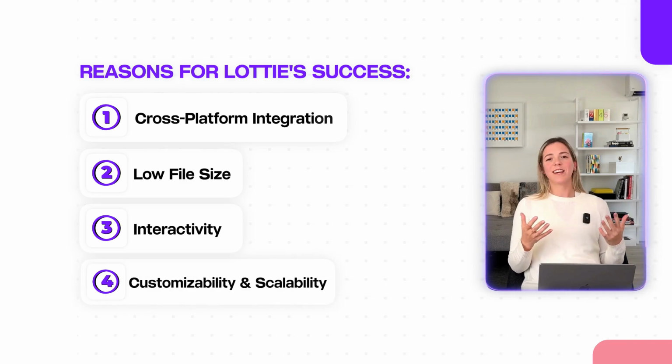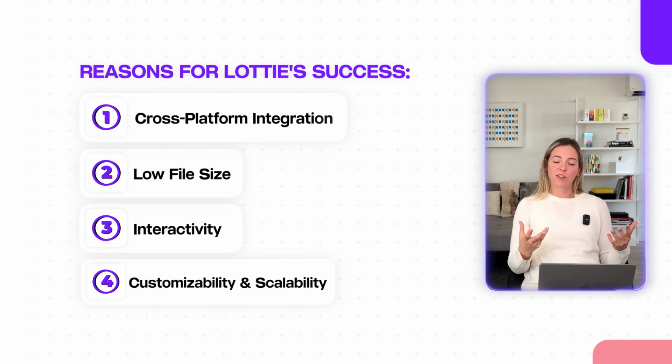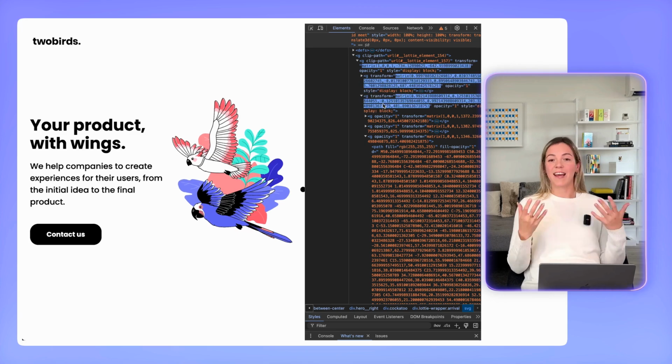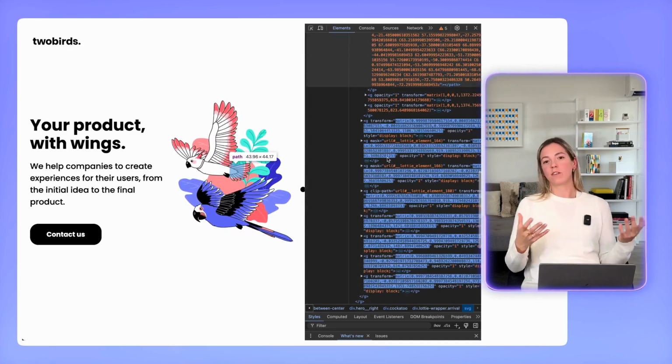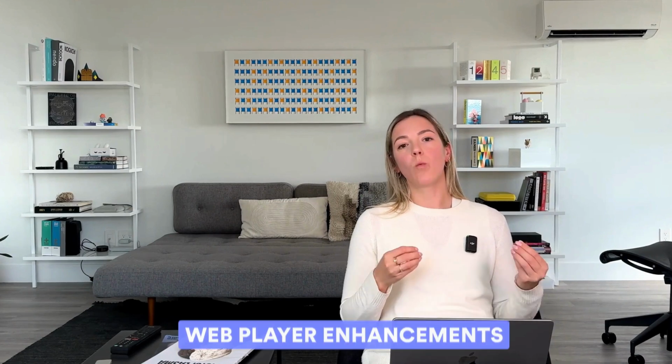And another reason is that it's highly customizable and scalable. As I mentioned before, when Lottie is being rendered, it is an SVG, which is being dynamically manipulated by the Lottie library. And like any SVG, it can dynamically scale up and down based on the device requirements. There have been a few improvements to the set of Lottie tools over the years since it was originally released in 2017. For example, web player improvements.